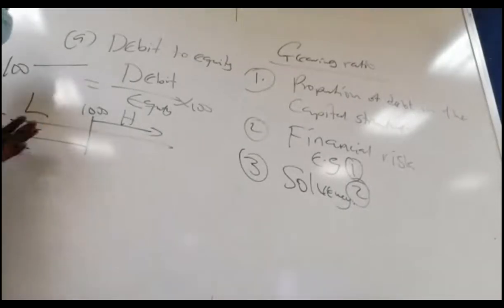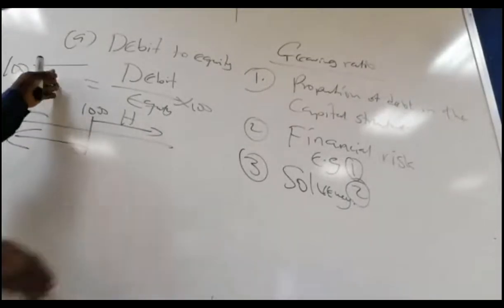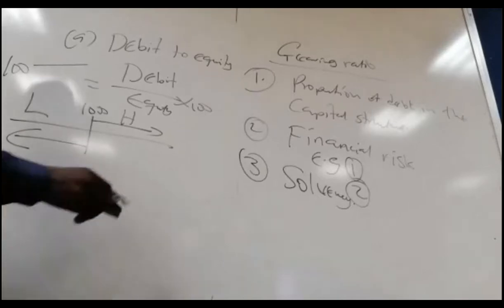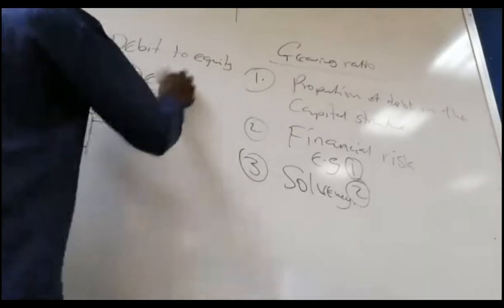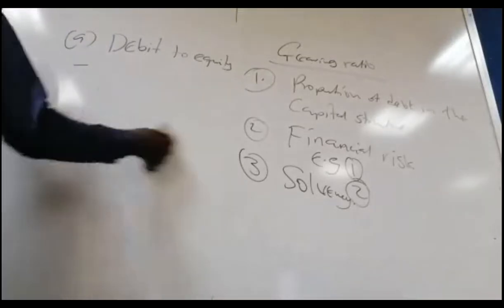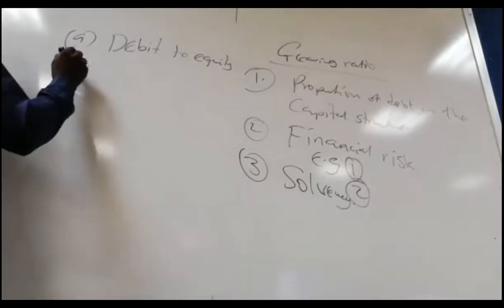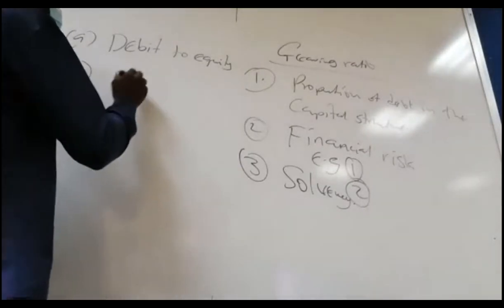Now, an increase in this debt to equity ratio suggests that this company is either repaying the debt or going for an additional facility, which is increasing the debt. So an increase in this ratio means you're going for additional debt.